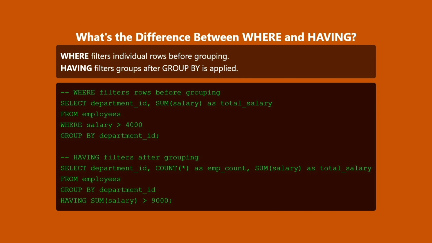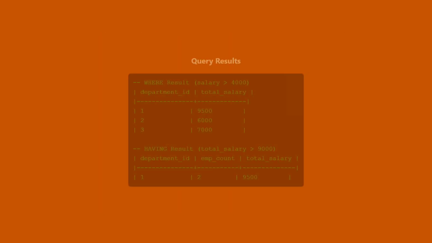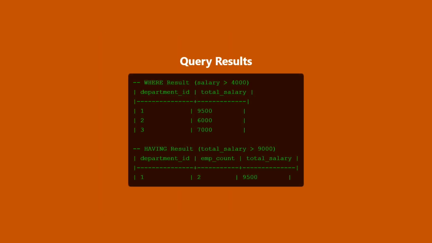Our WHERE clause filtered employees with salaries greater than 4,000 before grouping by department. This resulted in the total salary of each qualifying department. The HAVING clause filtered after grouping, showing only the departments with a total salary exceeding 9,000. In this case, only one department qualifies, with 2 employees and a total salary of 9,500.